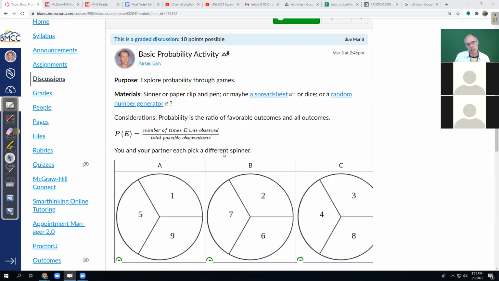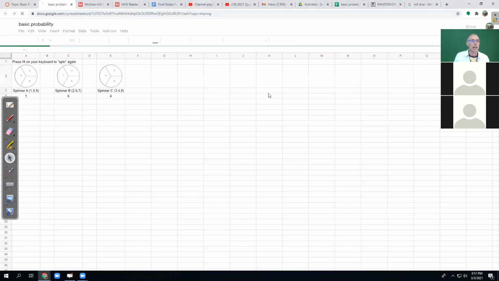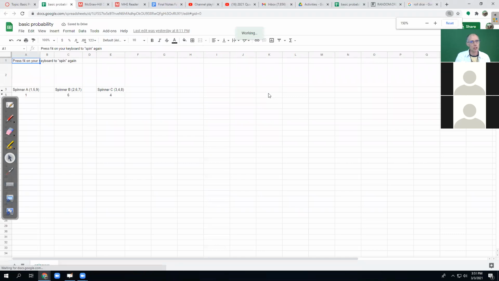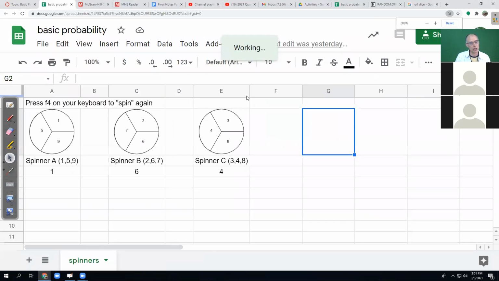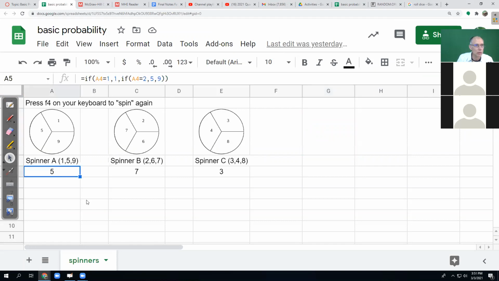So some other ideas I came up with: I made a spreadsheet here, and spreadsheets have random number generators. Let me blow this up a little bit. I tried to use the spreadsheet's random number generator to fairly choose a 1, a 5, or a 9, and you would hit F4 to spin. So every time I hit F4 on the keyboard, oh, come on, don't lie, it worked at home.